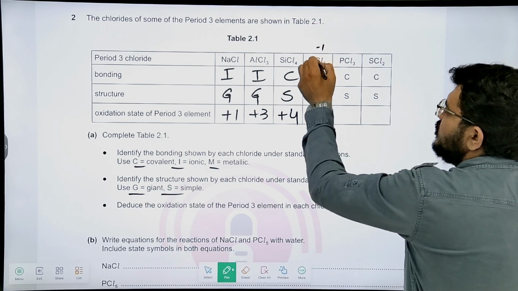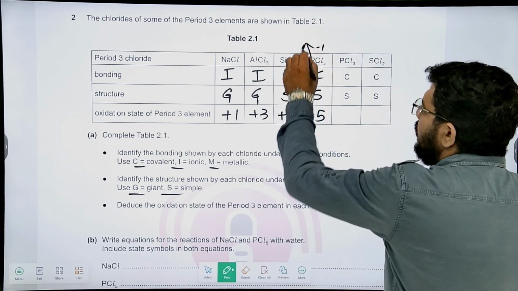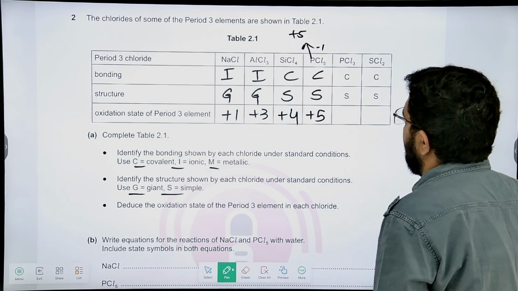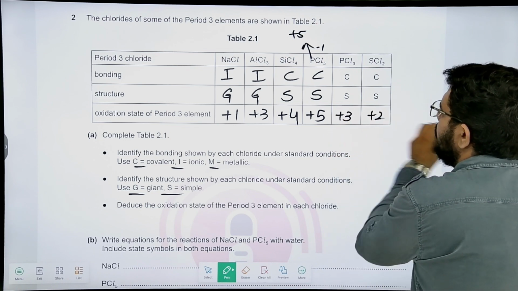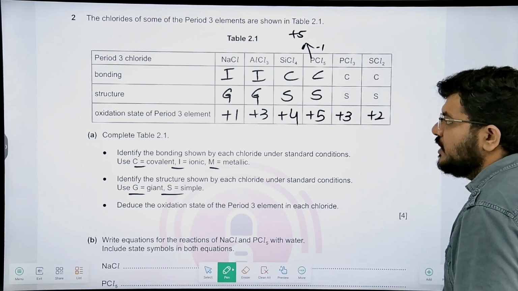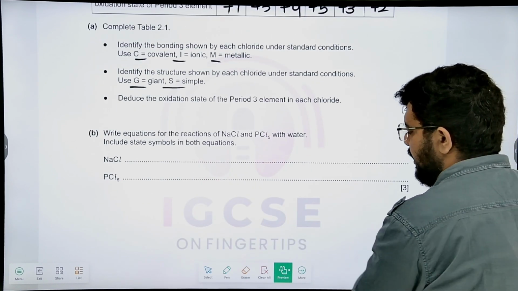Because chlorine has an oxidation state of -1 and it accommodates 5 chlorine, then the oxidation state of phosphorus should be +5. And here it is +3 and here it is +2, right? This is our table. We get 4 marks for the completion of this table. Then let's look at the next question.